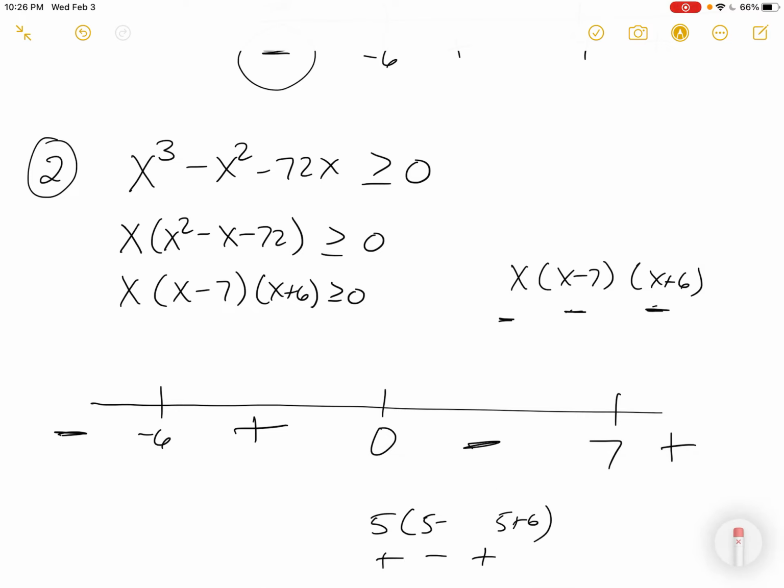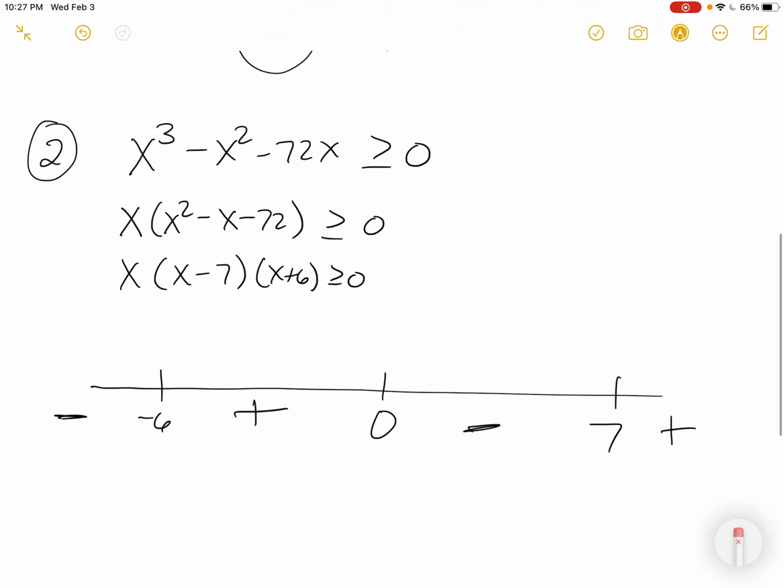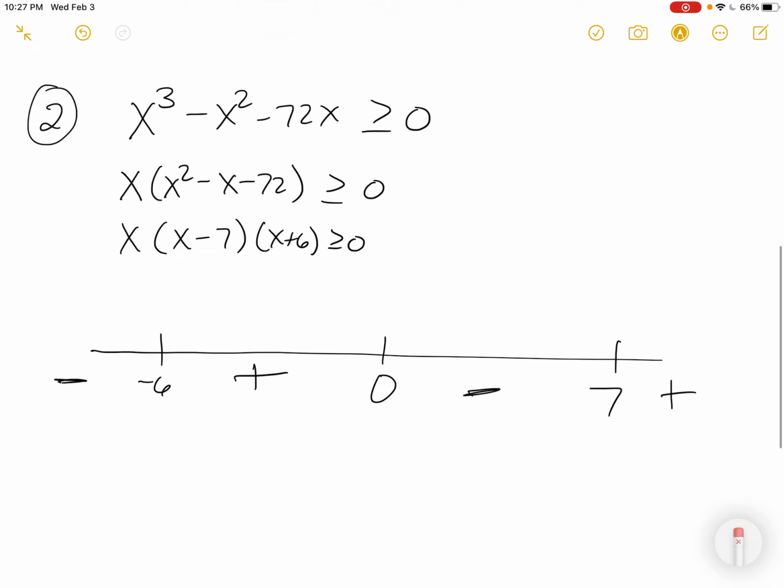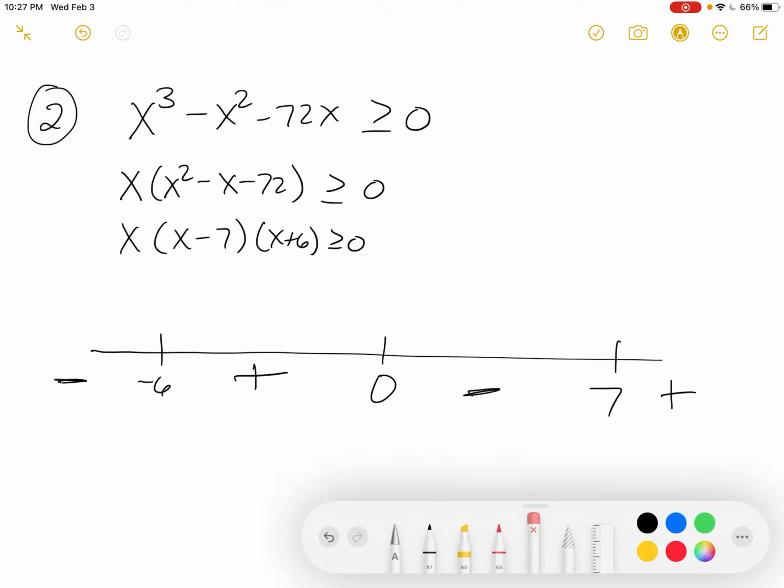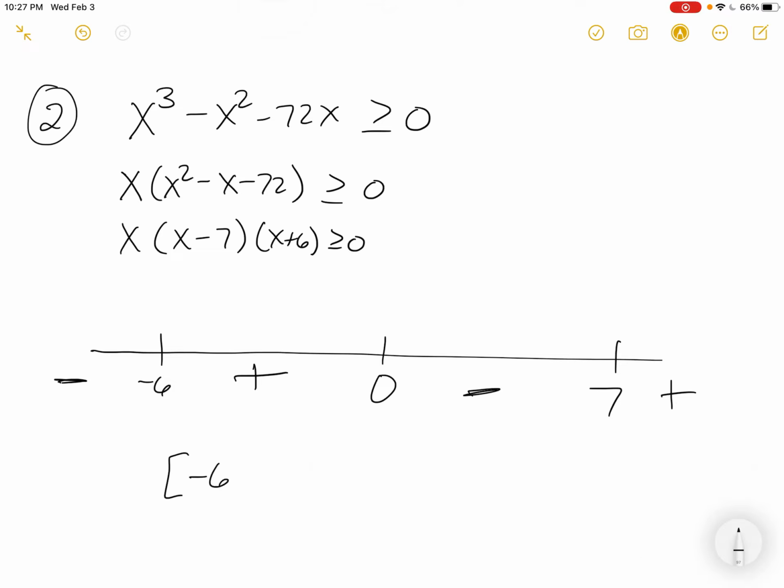So you don't have to choose points in each one of the regions. That's how they had us do it in intermediate algebra, because we didn't talk about multiplicity back then. Now that you know about multiplicity, you can get it really quickly. So where are we positive or 0? From, let me get the pen back, from negative 6 to 0, including those endpoints, and then also from 7 to infinity.